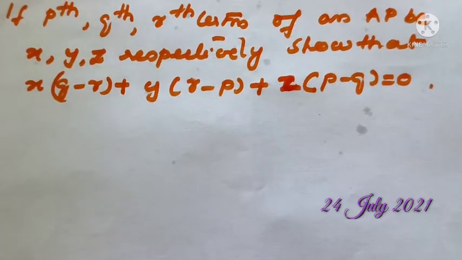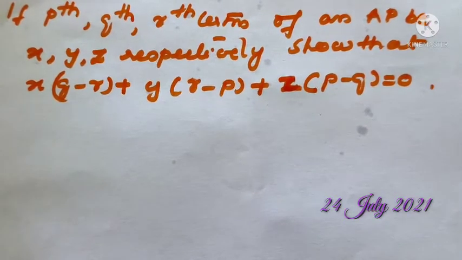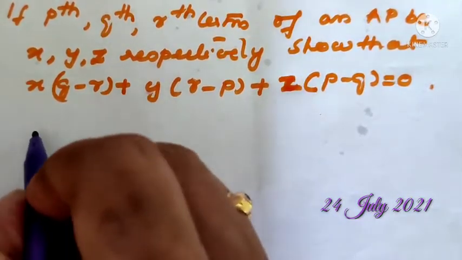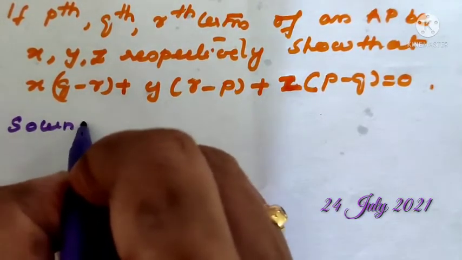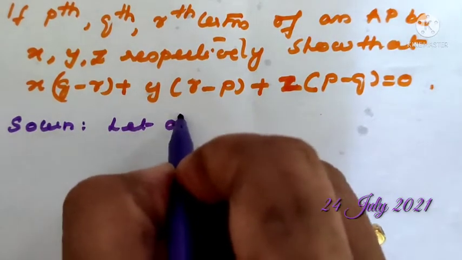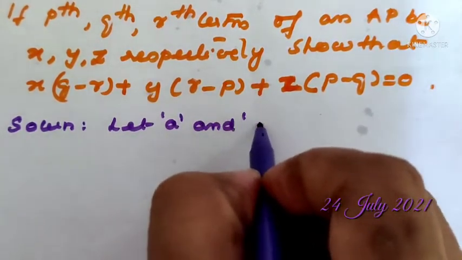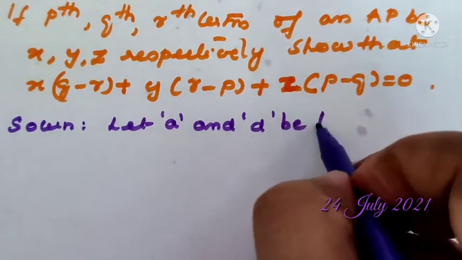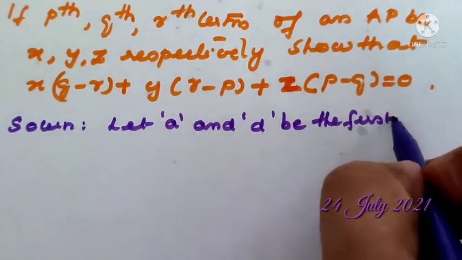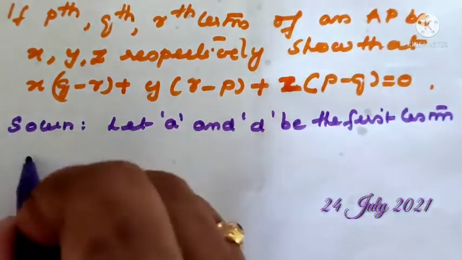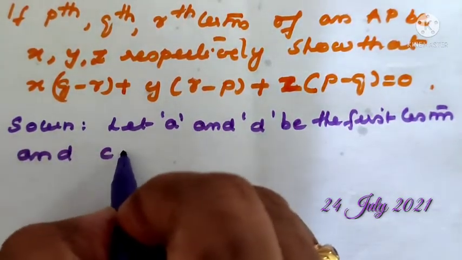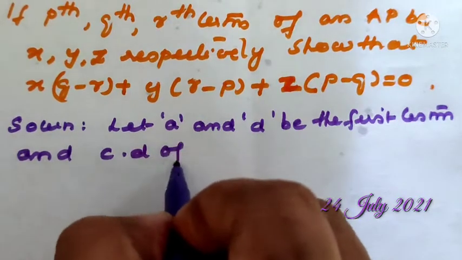If pth, qth, rth terms of an AP be x, y, z respectively, show that x into q minus r plus y into r minus p plus z into p minus q equal to 0. Let A and D be the first term and common difference of the given AP.